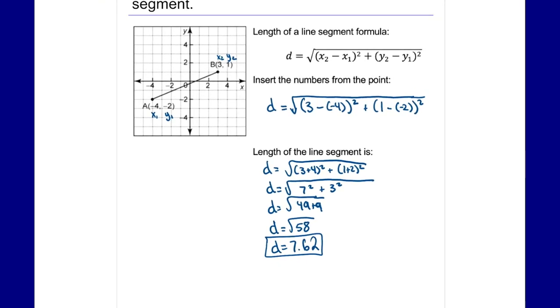So again, we're labeling our points, we're plugging it into our formula, which is a modified version of the sum of squares formula or Pythagorean theorem, and then we're going through and calculating.